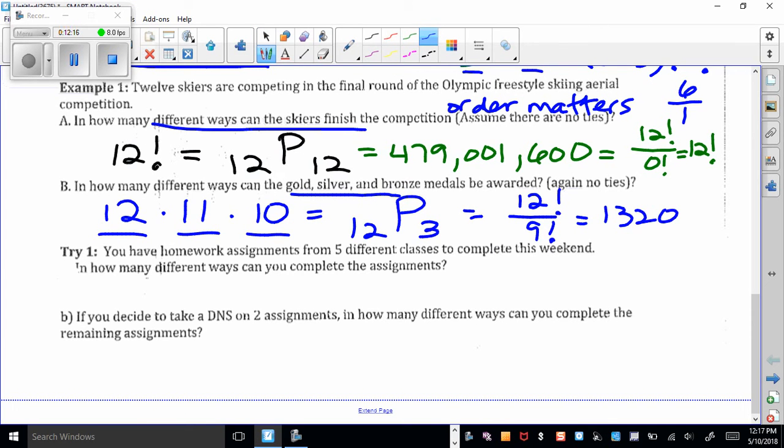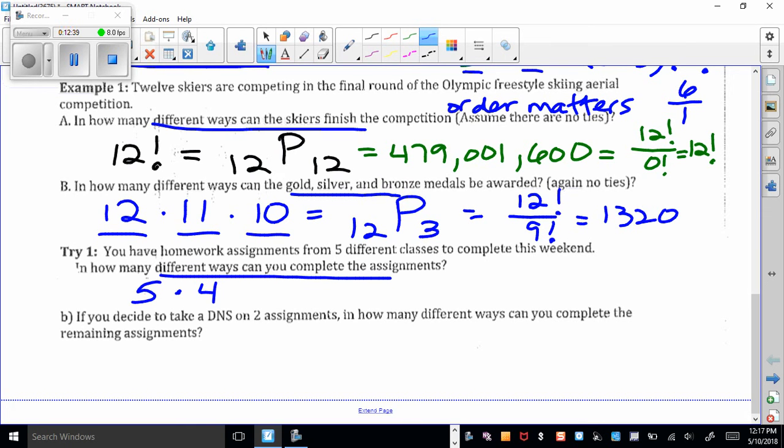1,320. That's a lot fewer ways, that makes a big difference. Now we have our homework assignments. We're arranging 5 different classes, deciding the different ways to complete them. Order matters because it depends if I do my history first. There's 5 choices. Let's say I decide to do history first.